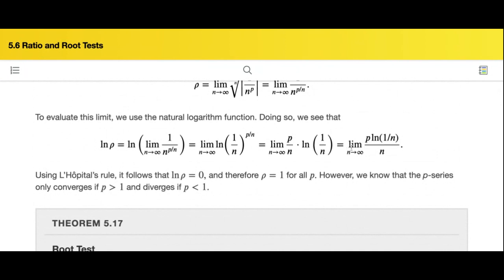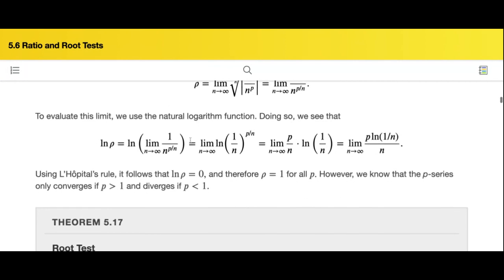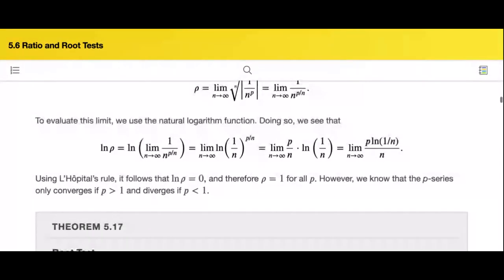And so in the end, what do we get? We get the limit of p ln of 1 over n, over n. So we use L'Hopital's rule. It follows that ln rho equals 0, and therefore rho equals 1 for all p. However, we know that a p-series only converges if p is greater than 1 and diverges if p is less than 1. So this is the reason for the root test.